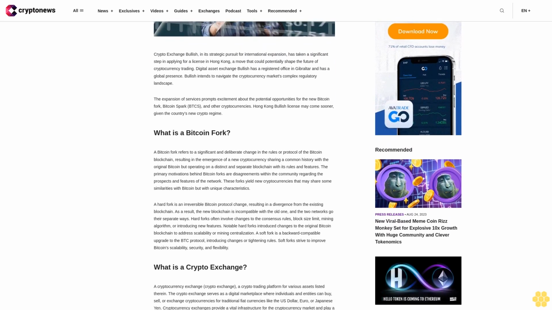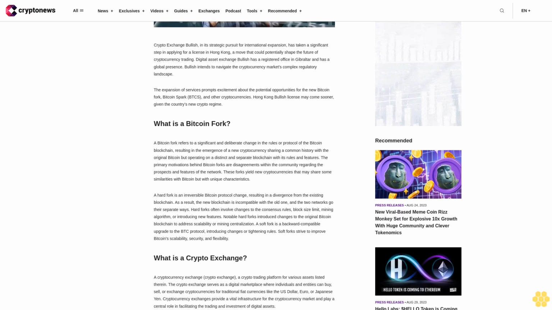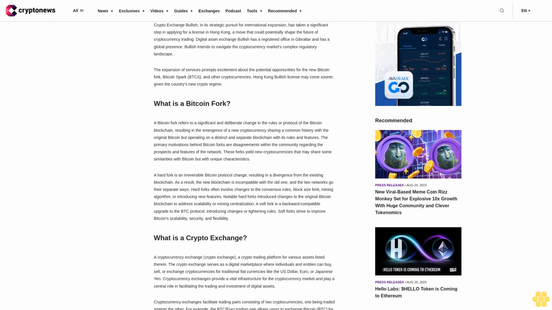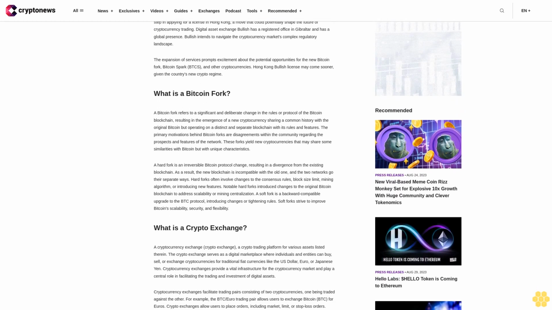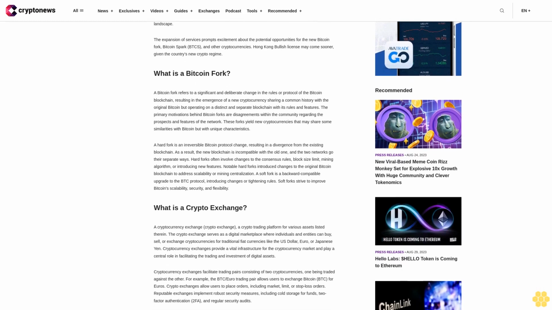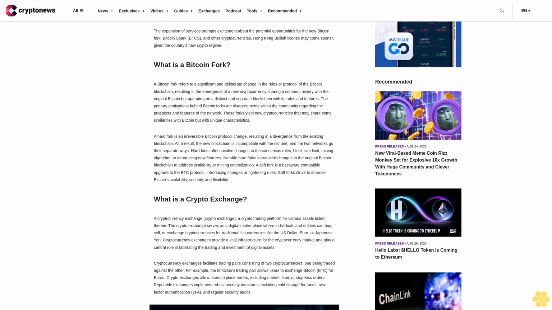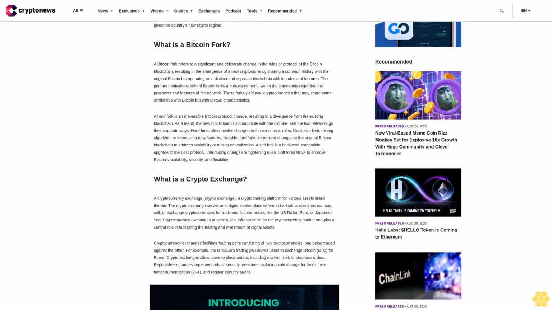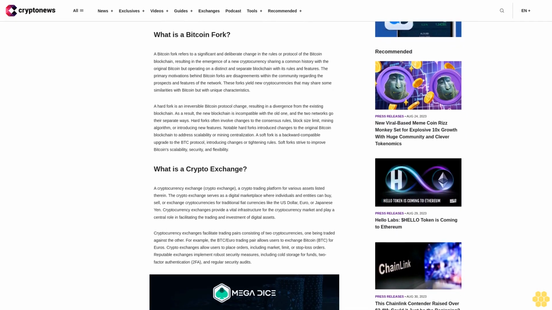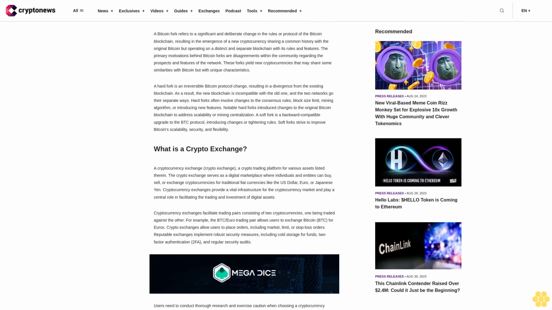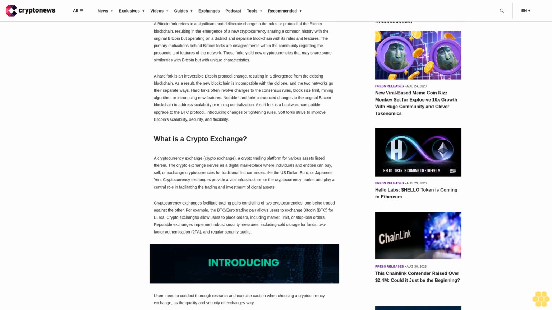What is a Bitcoin fork? A Bitcoin fork refers to a significant and deliberate change in the rules or protocol of the Bitcoin blockchain, resulting in the emergence of a new cryptocurrency sharing a common history with the original Bitcoin but operating on a distinct and separate blockchain with its own rules and features. The primary motivations behind Bitcoin forks are disagreements within the community regarding the prospects and features of the network. These forks yield new cryptocurrencies that may share some similarities with Bitcoin but with unique characteristics.